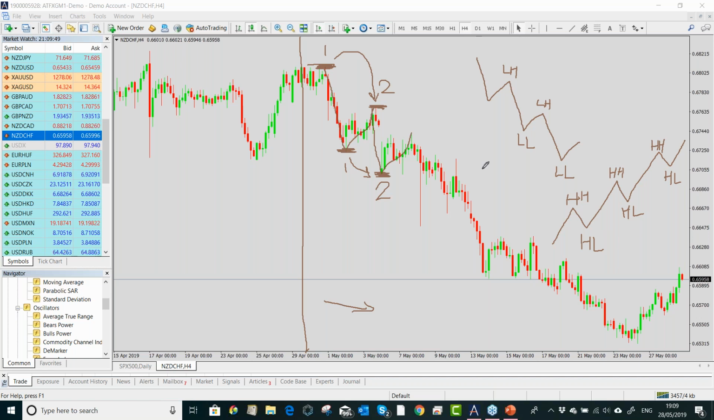Now, obviously, we don't always get picture perfect trends, but once we learn to identify and analyze the lows and the highs, then we can start to determine whether we've got lower highs and lower lows or higher highs and higher lows. So this is a really nice downtrend actually. We've got a series of lower highs and lower lows.